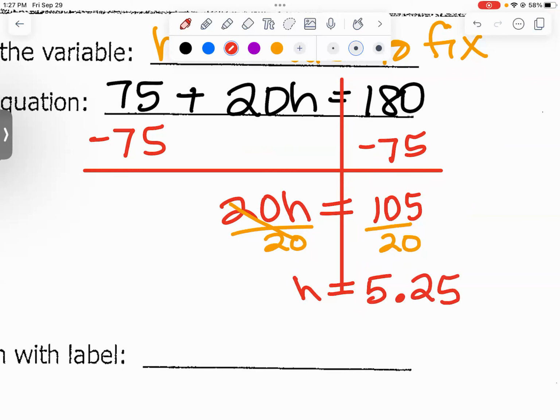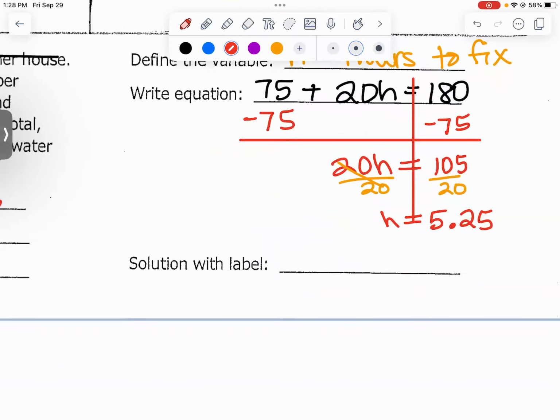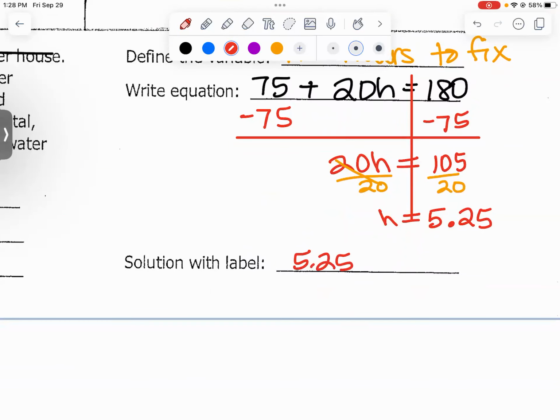Okay, can we have a decimal if our H represents hours? You betcha we can. So our answer is 5.25. Can you please just hold on and ask a question when I'm done talking? 5.25 hours.